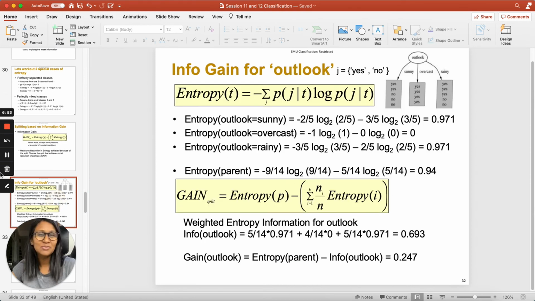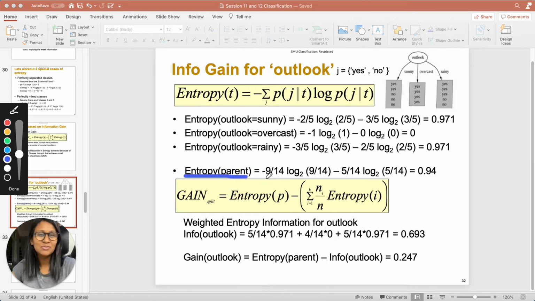So coming back here, when I'm trying to calculate the entropy of the parent node, p_j(t) is 9 upon 14 for yes and 5 upon 14 for no. I'm just plugging it into the formula of entropy to get a value of 0.94. So that is the entropy of the parent node. Once I have done that, I have to find out the information gain after splitting the root node based on the outlook attribute. So the entropy of the parent node is given to us, which is this.